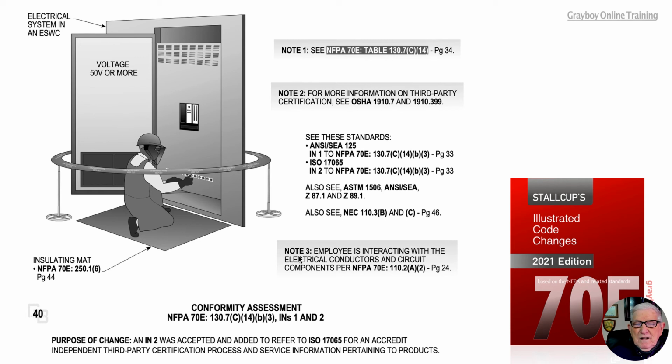Now, the note 3 states, employee is interacting with electrical conductors and circuit components as outlined in 110.2A2 on page 24. Now, notice each page number is given for each note that we've reviewed. But this person is doing some kind of testing, some kind of repair work in accordance with NFPA 70B, for example. Now, the final information is see these standards.